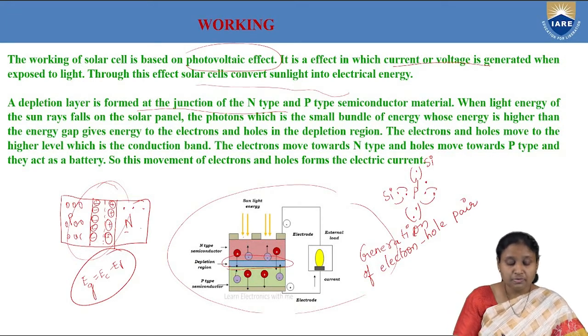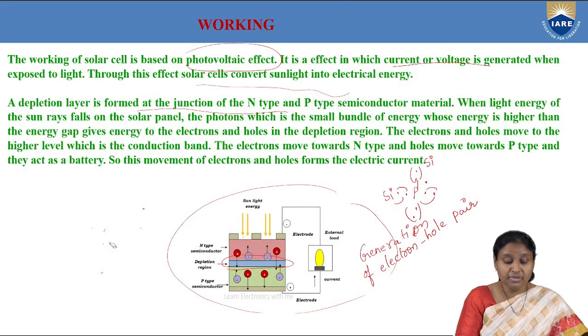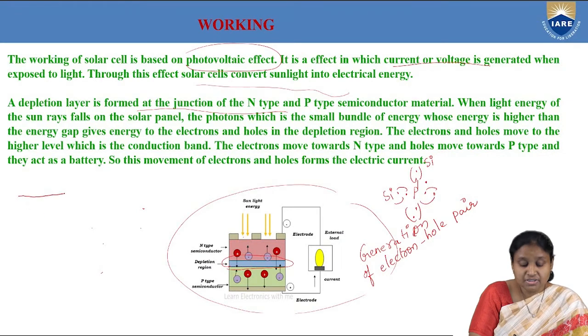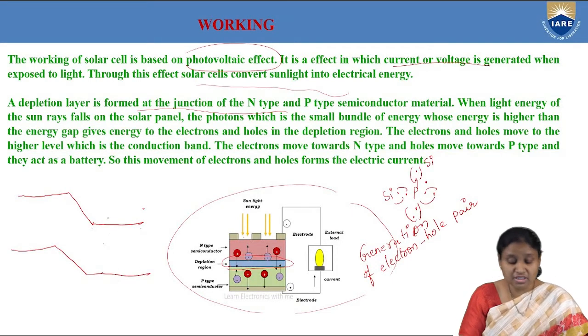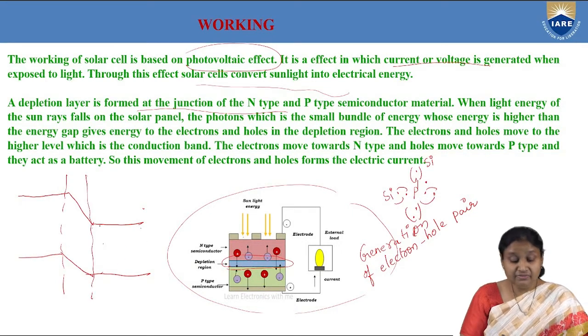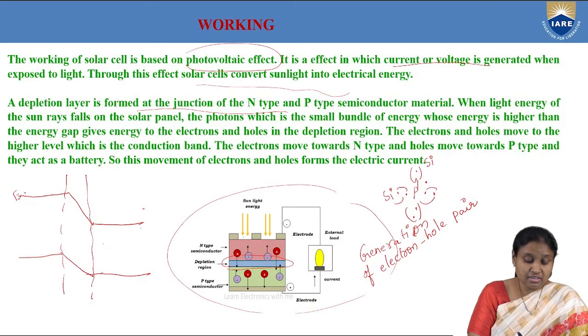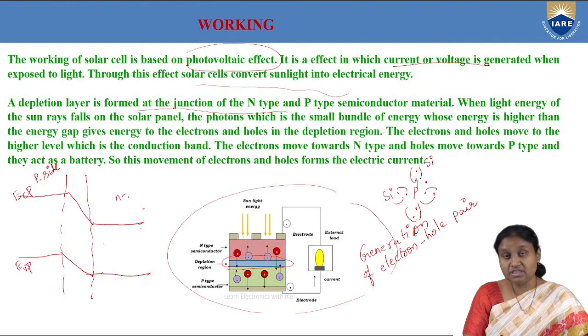We know that when we talk in terms of the energy band diagram of a PN junction diode, generally the conduction band and valence band of the P region are higher than the conduction band and valence band in the N region. So this is the energy band diagram of the PN junction, and of course this is our depletion layer. This is our ECP and this is EVP, and this is the P side of the PN junction, and this is the N side.